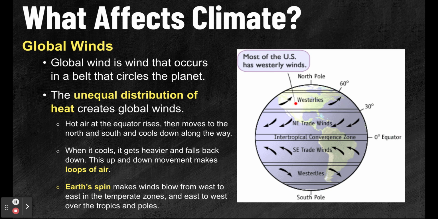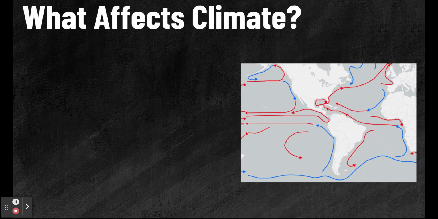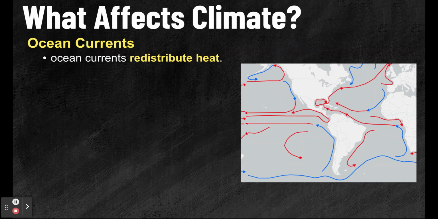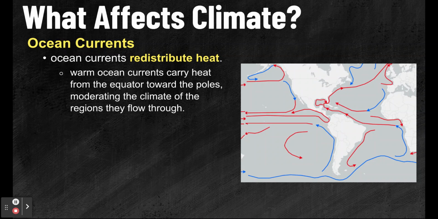Okay, so global winds also affect the climate. Here's another factor: ocean currents. Ocean currents affect the climate because they redistribute heat. So, warm ocean currents carry heat from the equator. Again, the equator is warm. So ocean currents near the equator are going to carry heat toward the poles. And that's going to help moderate the climate of the regions that they flow through, like those temperate zones that we talked about.